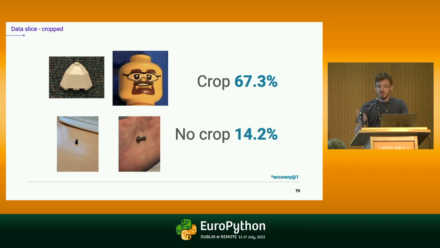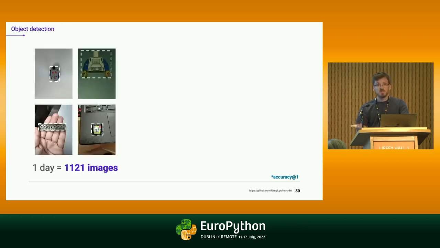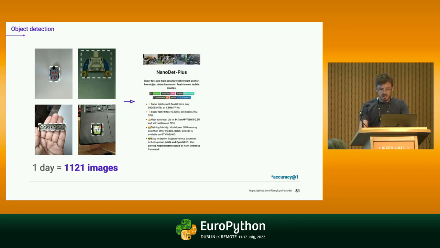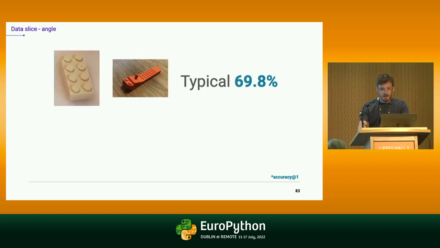So what can we do with that? Well, we can spend one day annotating data with bounding boxes. You can actually get over 1,000 bounding boxes in one day. Take any off-the-shelf detection model, train it, and actually increase the performance for this data slice significantly, like from 14 to 58%.